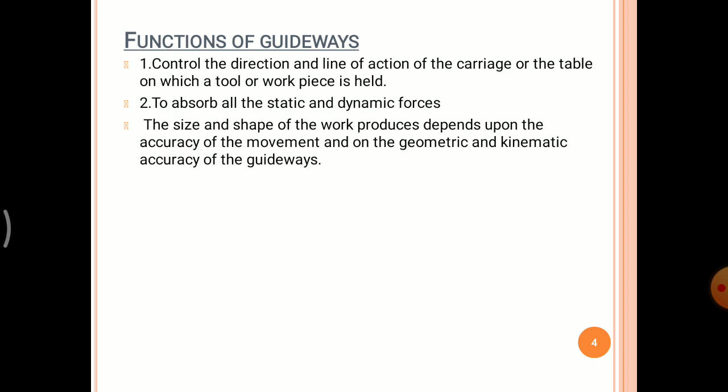The size and shape of the workpiece produced depends upon the accuracy of movement of the guideways. It depends upon the geometric and kinematic accuracies of the guideways. So this is the function of guideways.